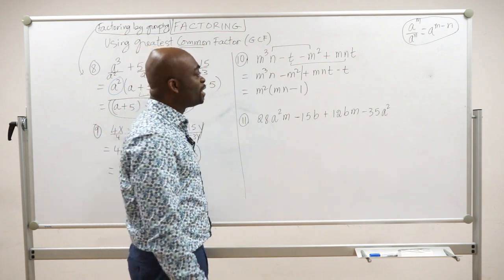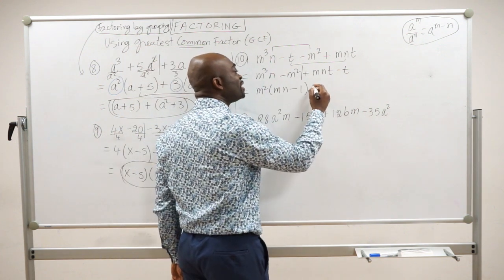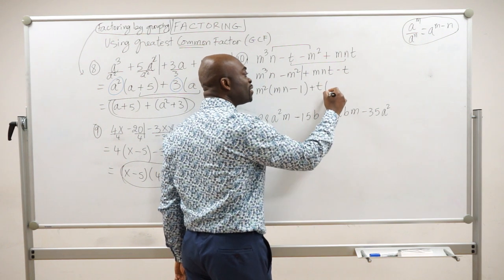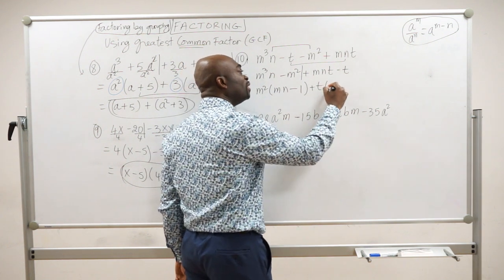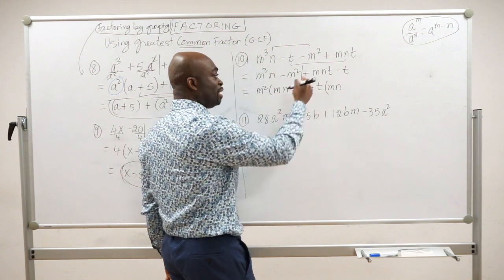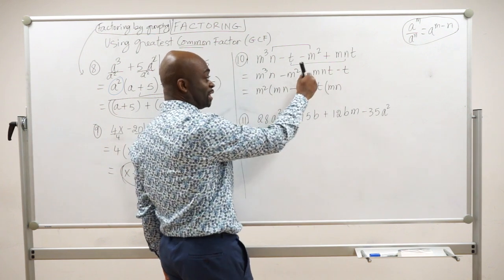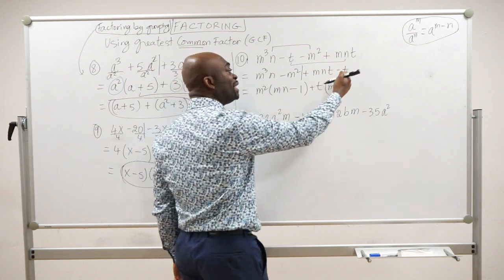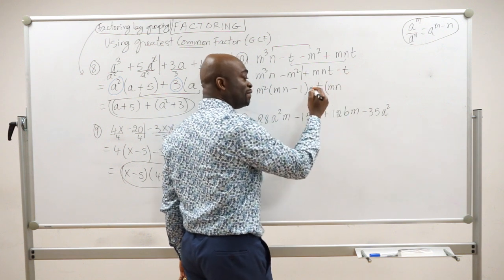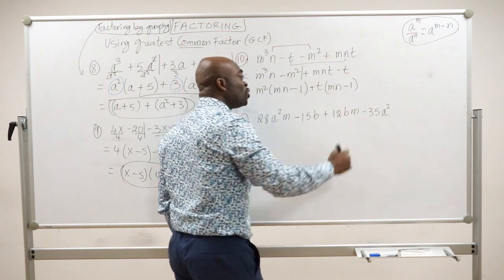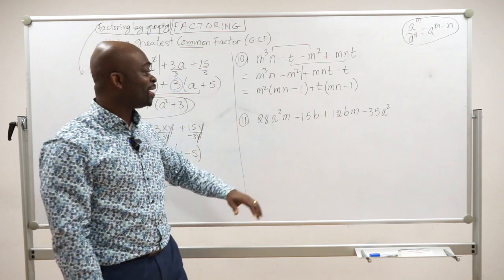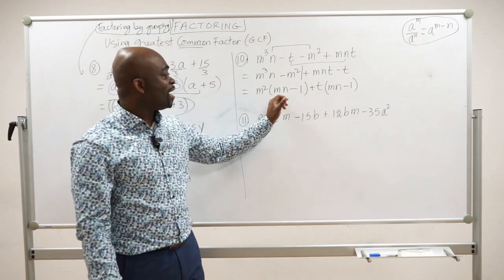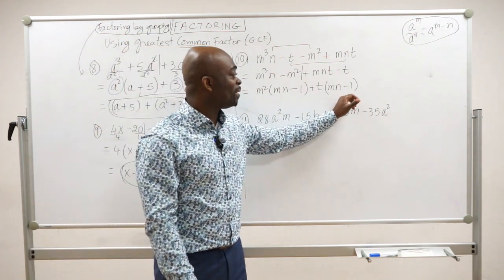Now you go down there and then you see what do you have in common for these 2? T. So it's plus T out. What do I have left? mn. If you divide that by T, or if you pull out T, you only have mn left. And then negative T divided by T is negative 1. What do we see here? Right? mn minus 1, mn minus 1.